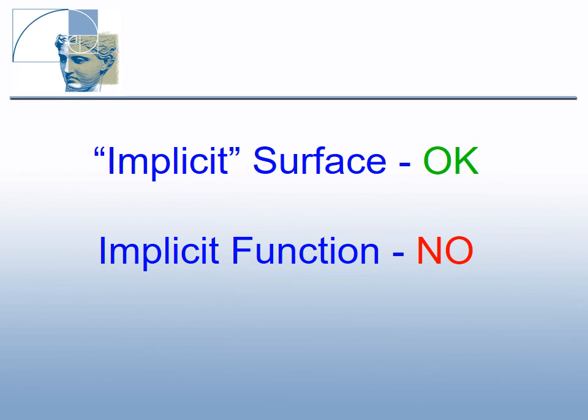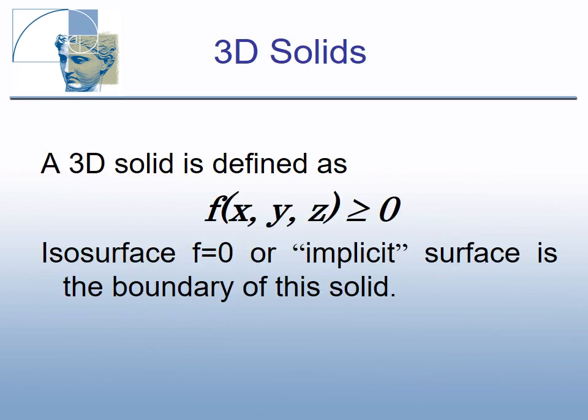To explain the situation, let me propose the following rule. We can use the slang term implicit surface, but not implicit function, because it is simply incorrect. The functions we are dealing with are called defining functions. The inequality f greater or equal 0 defines a three-dimensional solid, and the zero value surface, or implicit surface, is its boundary.